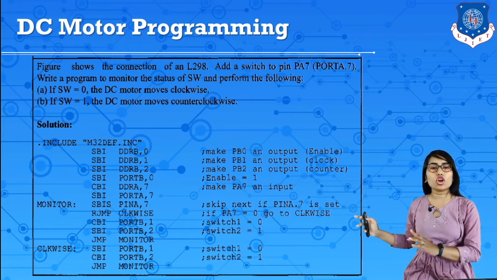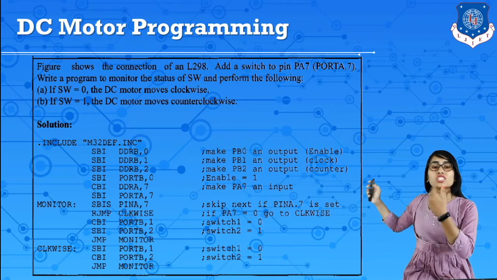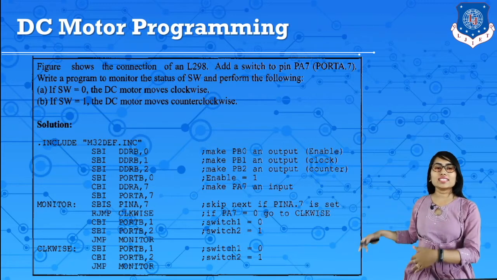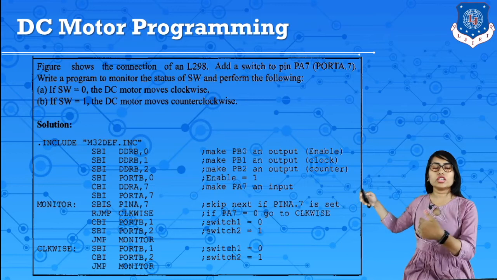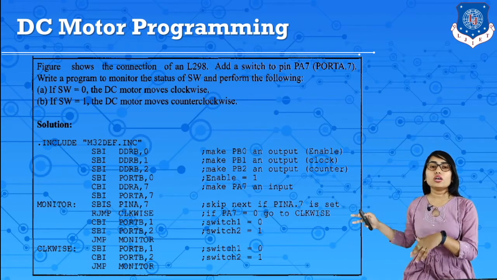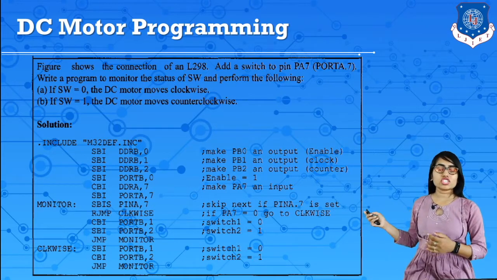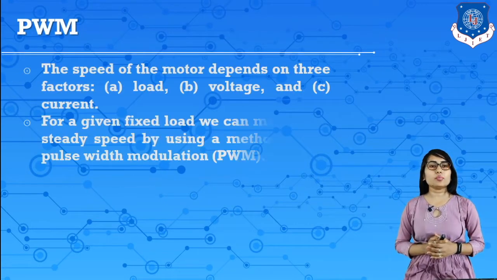So this is how, when PA.7 is 0, it jumps to clockwise, and if it is 1, it will skip the next instruction and have values like this, so it will control the DC motor to move in the anti-clockwise direction. So this is how DC motor programming can be done. Now next we have PWM.